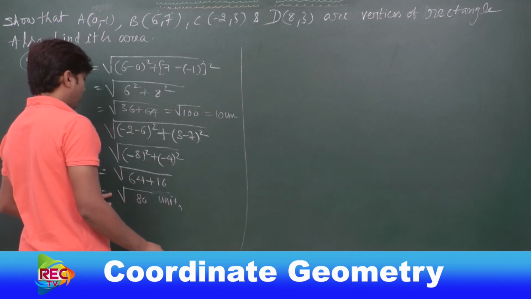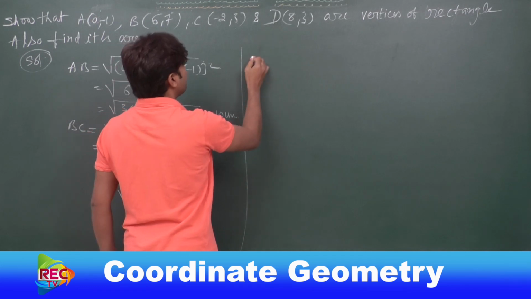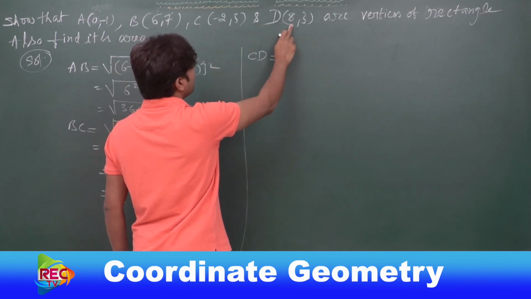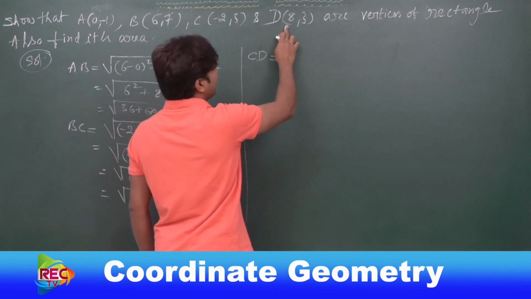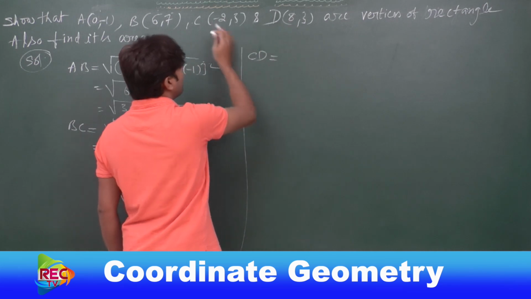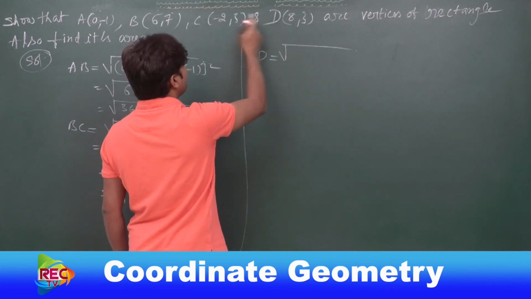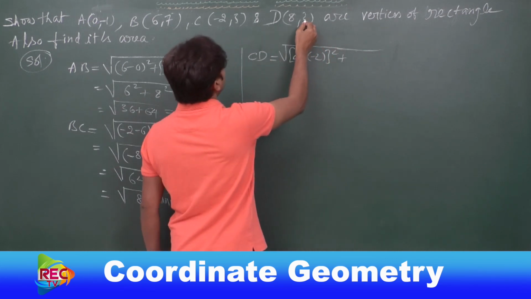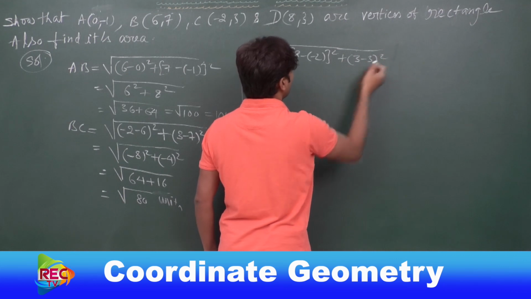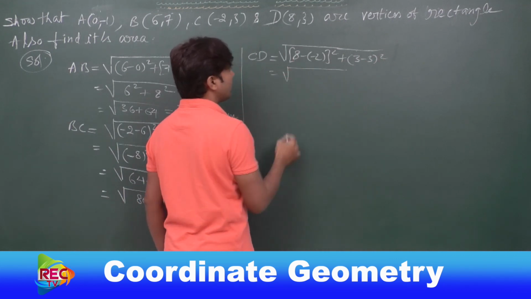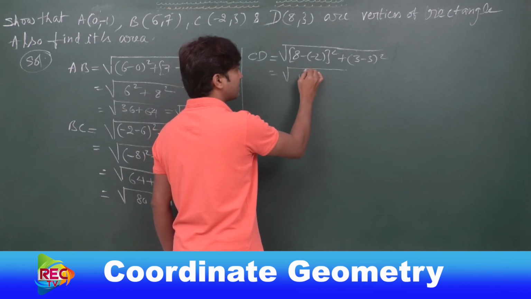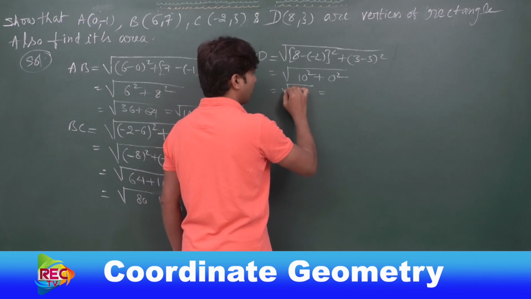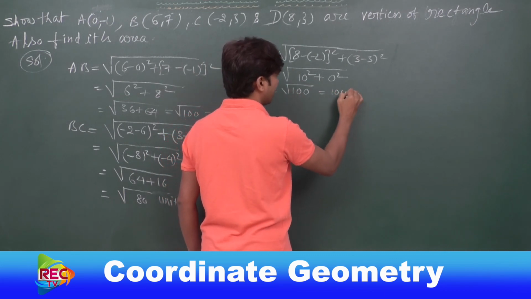Now let me find the distance between C and D, that is CD. Here x1 is -2 and y1 is 3, and x2 is 8 and y2 is 3. Now find the distance: (x2 minus x1) whole square, that is 8 minus of minus 2 whole square, plus (3 minus 3) whole square. 8 minus of minus 2 is 8 plus 2, that is 10 square, plus 3 minus 3 is 0 square. 10 square is 100. Now root 100 is 10 units.